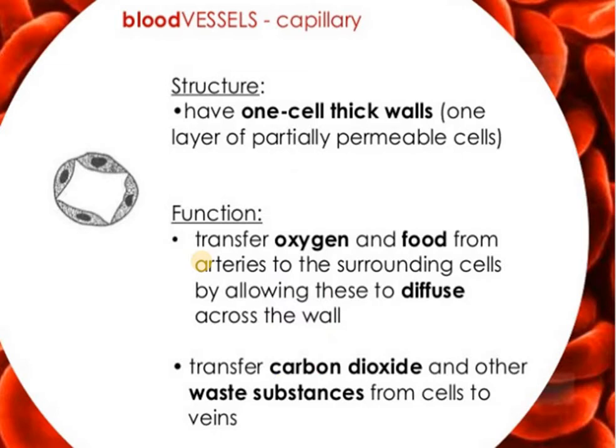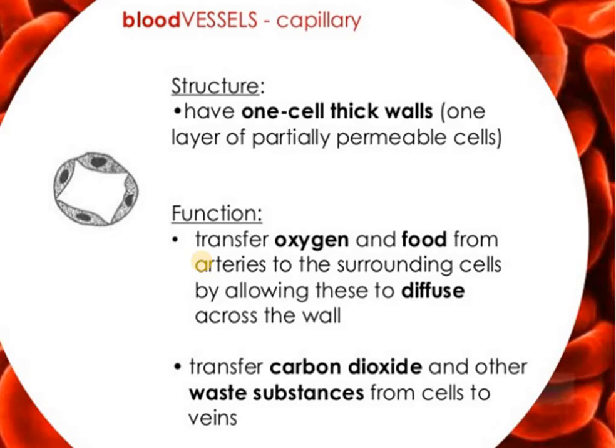What about the structure of the capillary? The wall of the capillary is one cell thick and has partially permeable cells. So we know now that the wall of the capillary is permeable, unlike that of artery and vein. It has no muscles or elastic tissue in it, so the elasticity and muscularity of the capillary wall is quite less compared to veins and arteries.